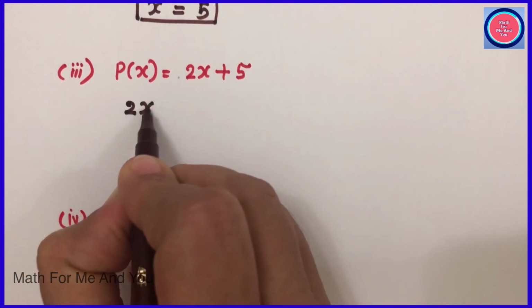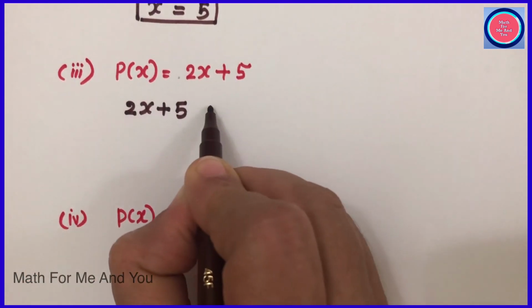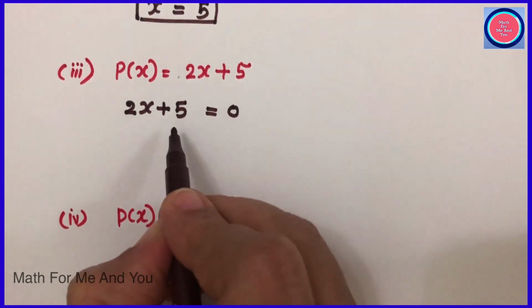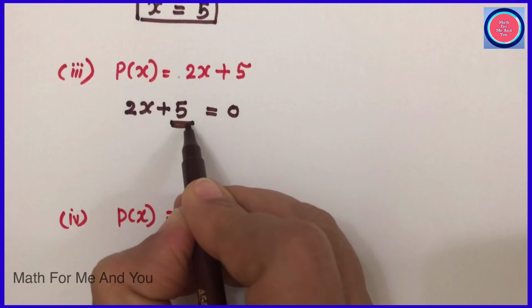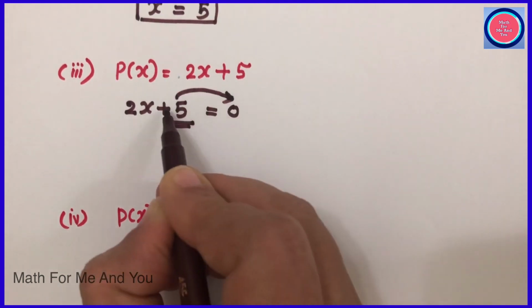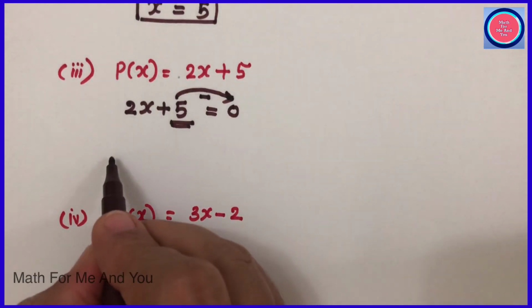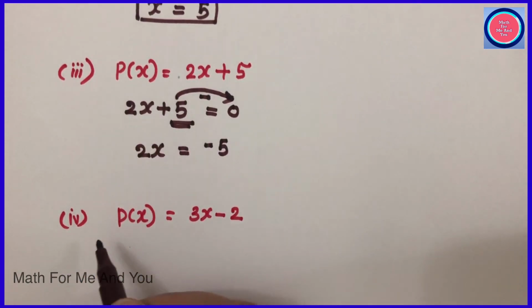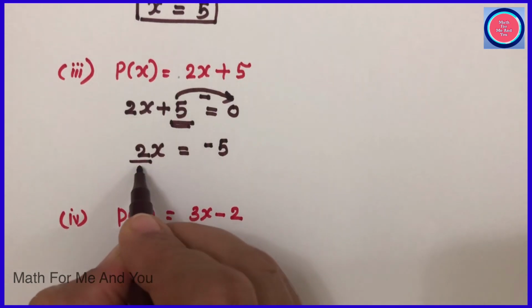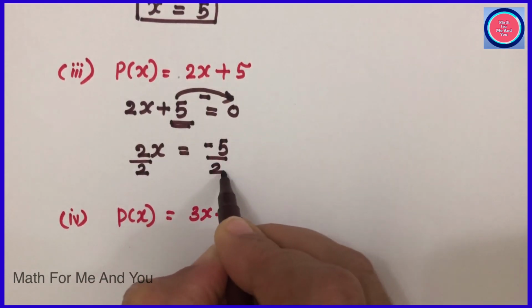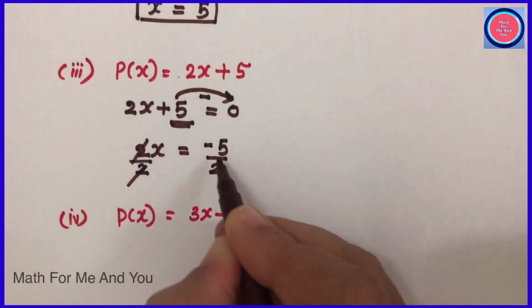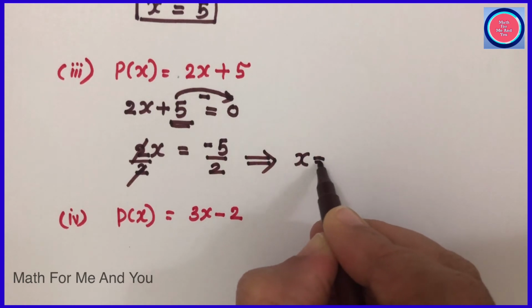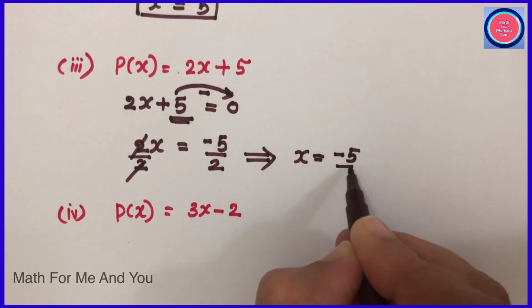Next is p of x equals 2x plus 5. So take the polynomial 2x plus 5 equal to 0. First we need to move the number alone to the right side, that is plus 5. We keep it on the right side, it becomes minus 5. Then we get the x term only on the left side. 2x equals minus 5. From here we can find the value of x. What to do? Divide both sides by 2. 2 and 2 cancel on the left side. Then we get x equals minus 5 over 2. And this value is the 0 of the polynomial 2x plus 5.